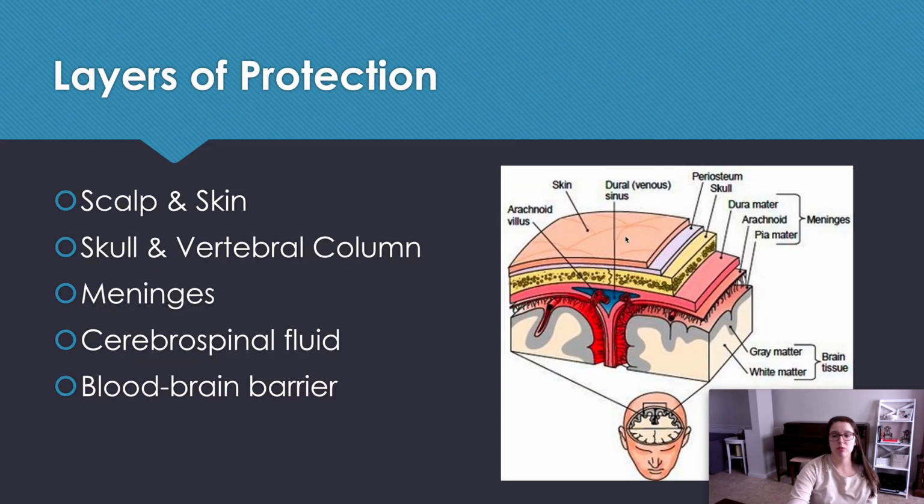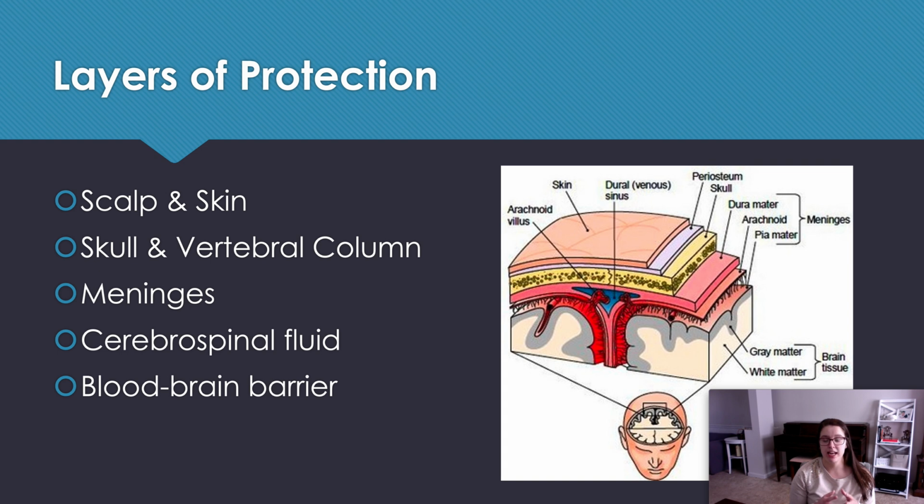All right, so when it comes to layers of protection, obviously the brain and spinal cord are very important. It's our command center, and we need to protect it as best we can. The first layer of defense, or the external layer, is going to be your skin. We refer to the skin that's on our head as our scalp. And surrounding the organs, we have the skull and vertebral column. So we do have a layer of bone.